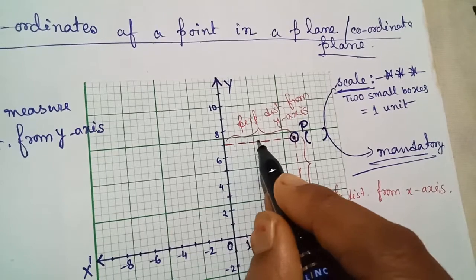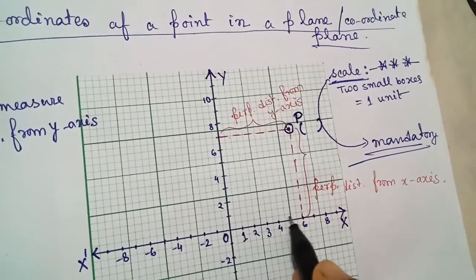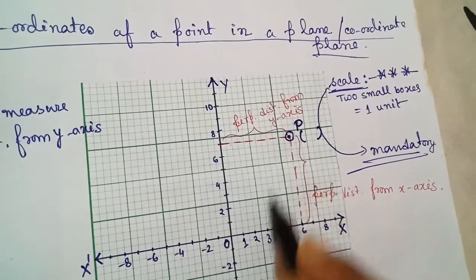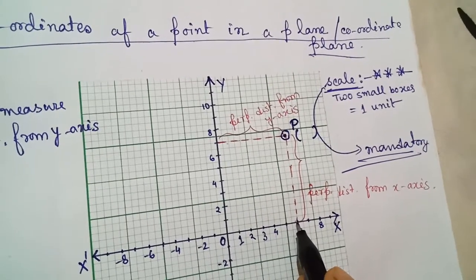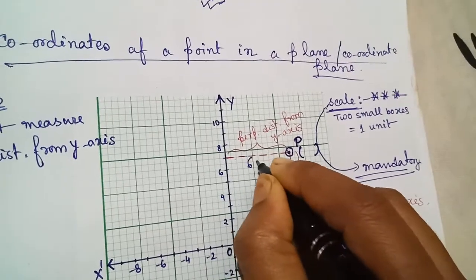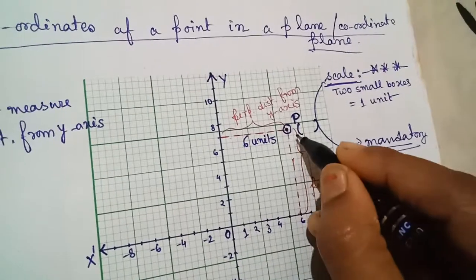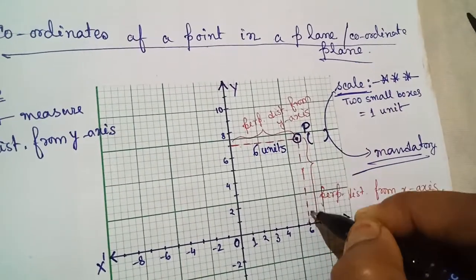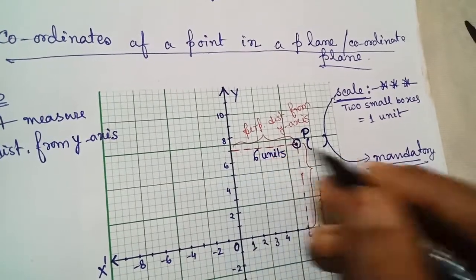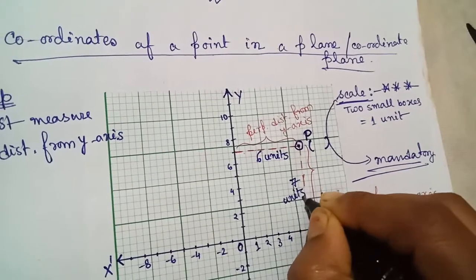You can see the distance is 1, 2, 3, 4, 5, 6 units, or you can see from here, because this is a rectangular shape, that means this line and this line are opposite sides, so they will be of the same measurement, that means this is 6 units. Similarly, you can see that this perpendicular will be 7 units, right? This will be 7 units.